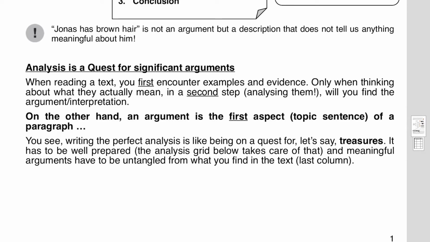Only when thinking about what they actually mean, these examples and evidence, in the second step, and this is the actual analysis, the interpretation, where you find the argument and interpretation. So on the other hand, an argument is the first aspect of the paragraph, even though, first of all, you find examples and evidence.